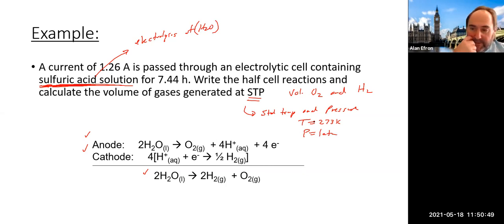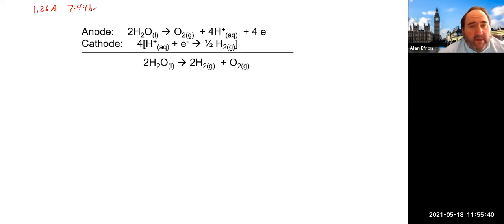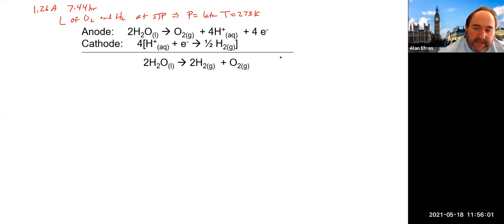So take a few minutes here and figure out what is the volume of each of those gases that you end up with. We're looking for the volume of oxygen gas and hydrogen gas at STP, and as I mentioned before, STP being standard temperature and pressure. So again, that pressure being 1 atmosphere, temperature being 273 Kelvin.